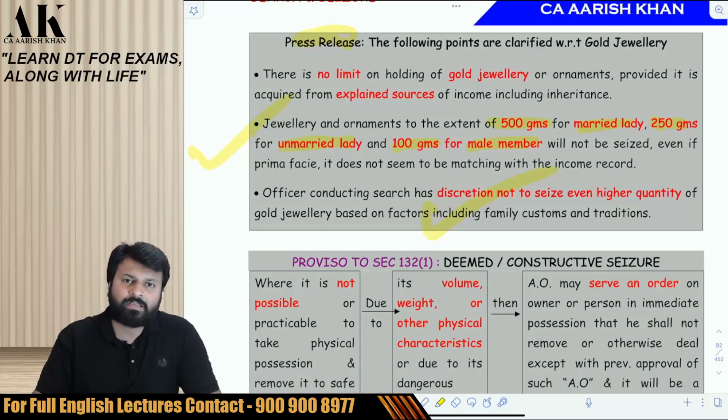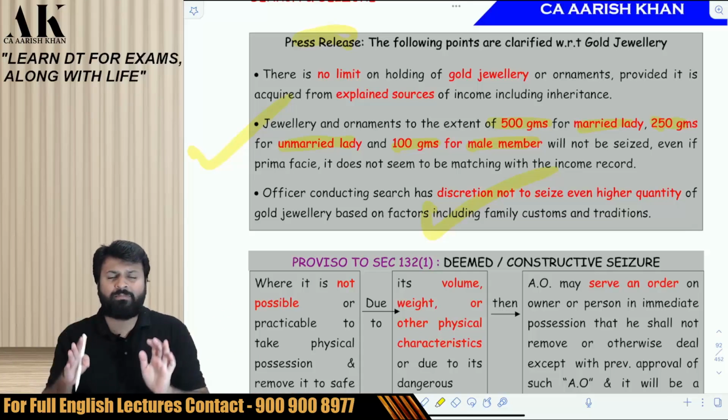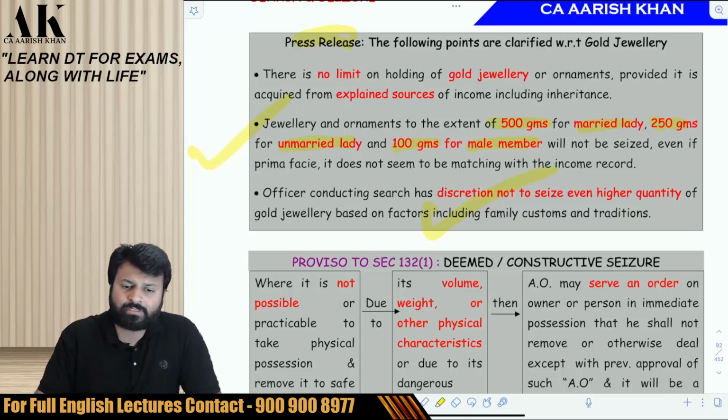And based on facts and circumstances, even a higher limit of gold, if it is there with the assessee and it is the customs and tradition of the family of the assessee, then that will also be ignored by the assessing officer. To what extent, I don't know. 700 grams, 800 grams, 900 grams, 1000 grams, 2000, I don't know that. That depends upon facts and circumstances. That depends upon the financial worth of the assessee also.